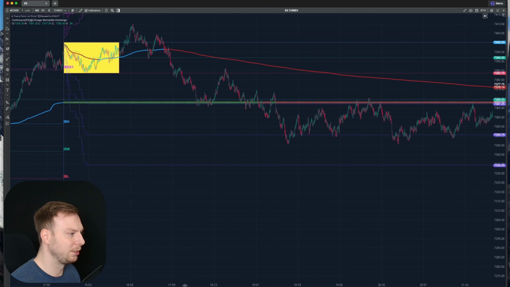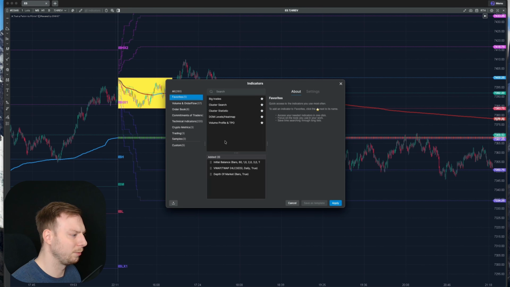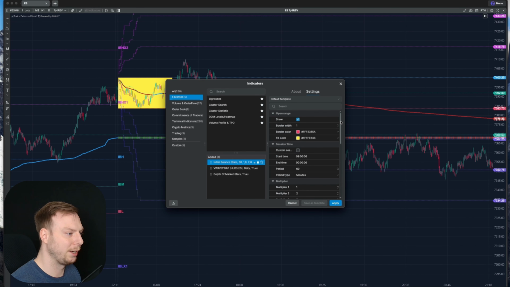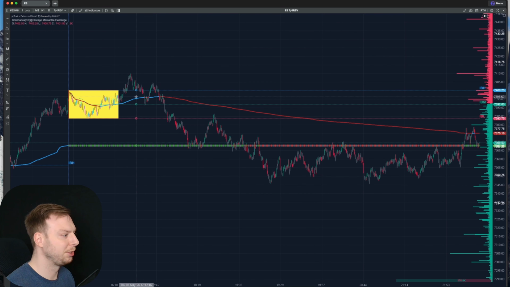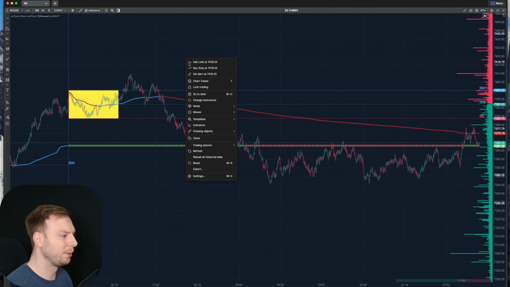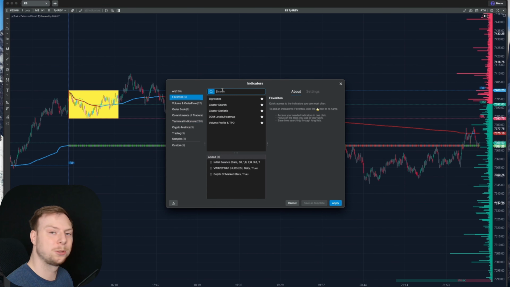Anyway, now we have the initial balances. I think I will make the initial balance extensions transparent. So now I deleted the extensions and we just have the initial balance and VWAP. And for sure, we will add the PropControl indicators. And it also works on ATAS X.